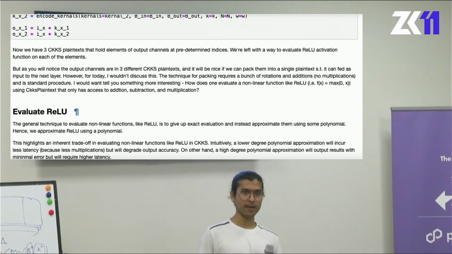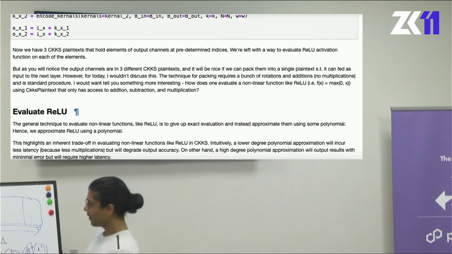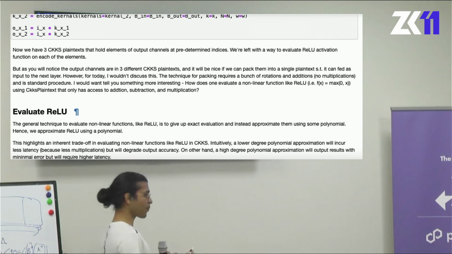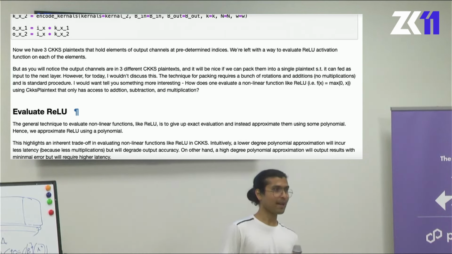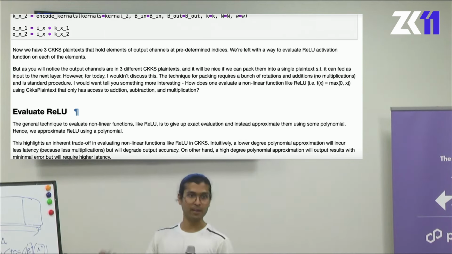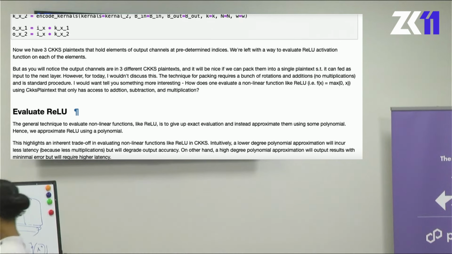You try to approximate the ReLU function using a polynomial. And the way we do that today is by first approximating the sine function and then using the sine function to build the ReLU function. Okay? So the sine function, sine x, returns 1 if x is positive and returns negative 1 when x is negative. And when x is 0, it returns 1.